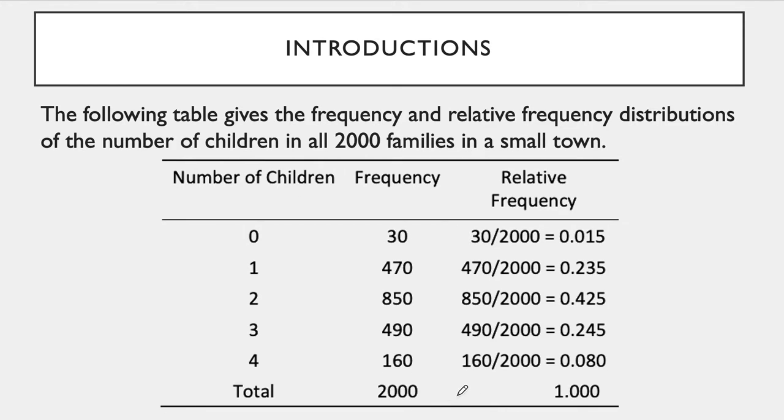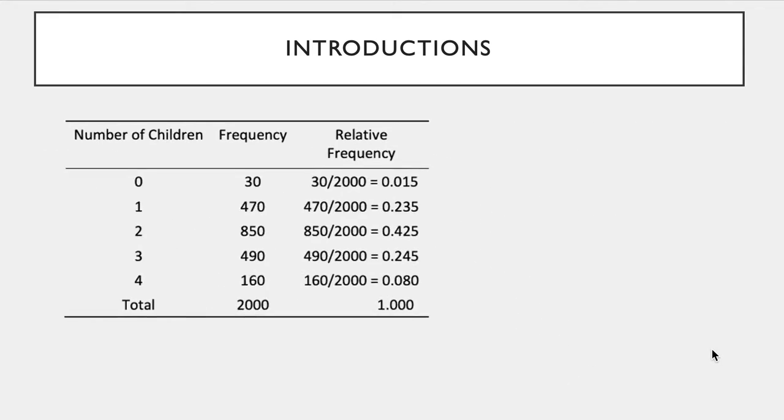There are 2,000 families who were surveyed, for instance, and how many families have zero children? We have 30. How many families have a single child? We have 470. How many families have two children? 850, and it goes on until four children. So it all sums up to 2,000, and we have the relative frequencies of them. So we have 30 over 2,000, which is 0.015. For one child, we have 470 divided by 2,000, which is 0.235, and so on, all of them summing up to 1. So we're going to consider this case.